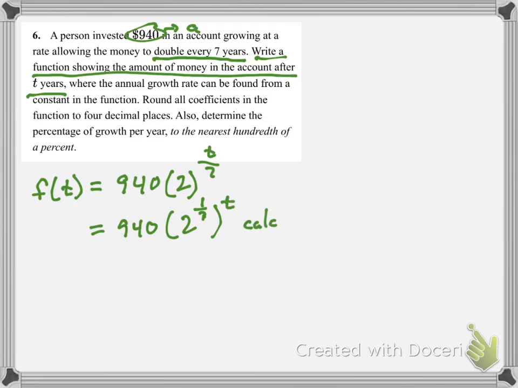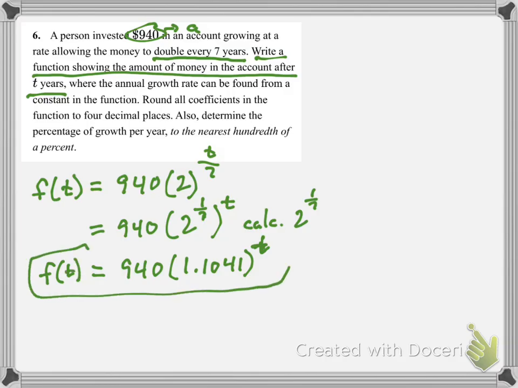So I need to calculate 2 to the 1/7. So I get 940 times 1.1041 to the t. Now remember, you're going to get a lot more decimal places in your answer for this number in the parentheses, but you're only rounding to 4 decimal places. So there's our function.